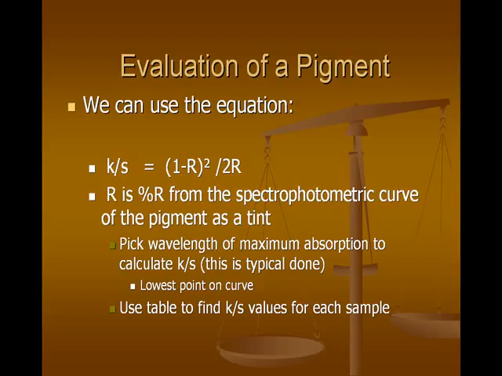Remember, this equation has to be done at a specific wavelength. Generally, the wavelength that's picked is the one of maximum absorption, and that's the lowest point on the curve. Then we can use a table to find K and S values for each sample. So we don't actually have to solve this equation, because if we know, like I said before, the K and S value, then we can look up R on the table. If we know R from the spectral curve, we can look up K and S on the table.